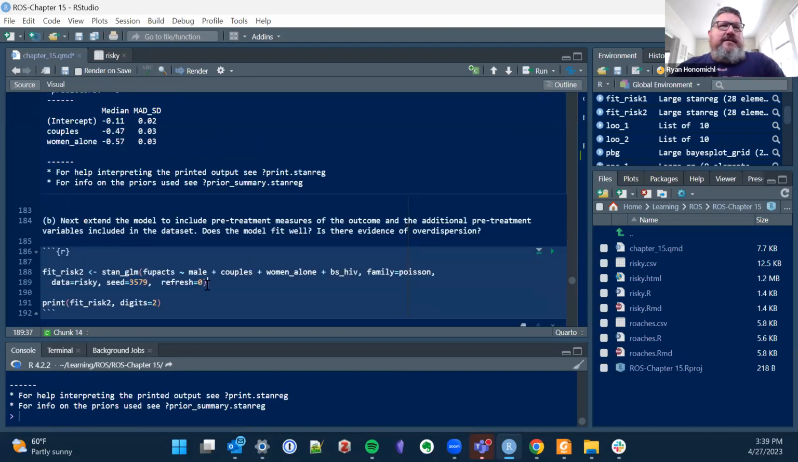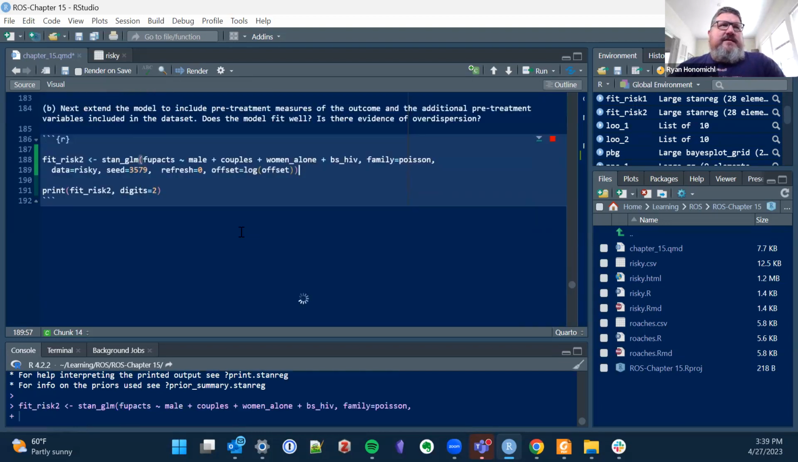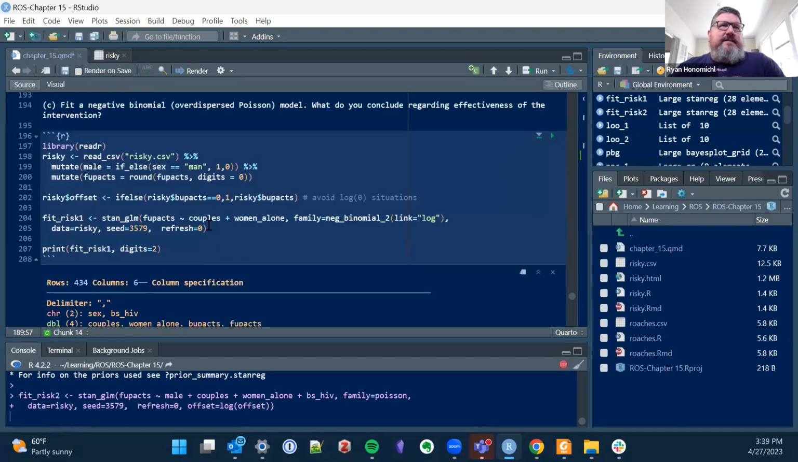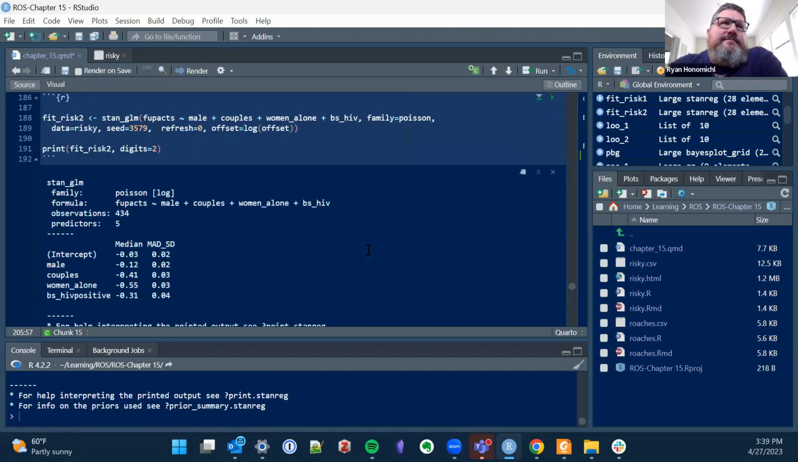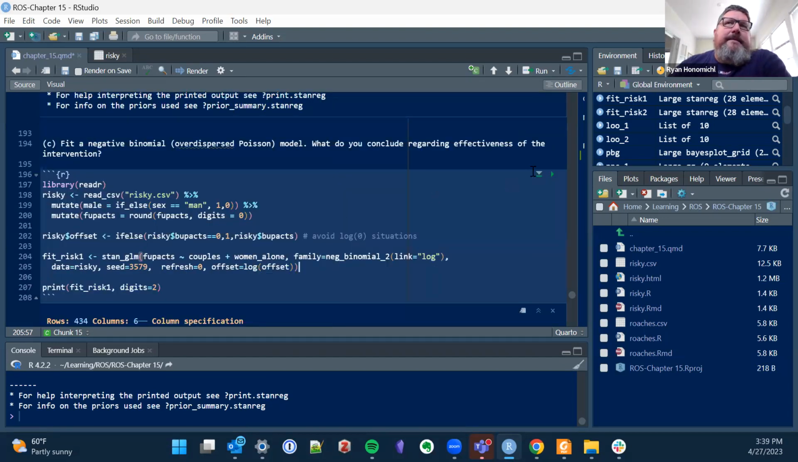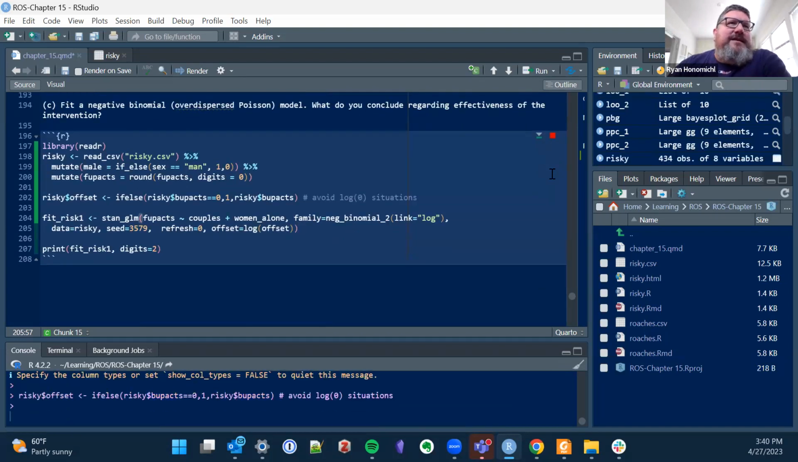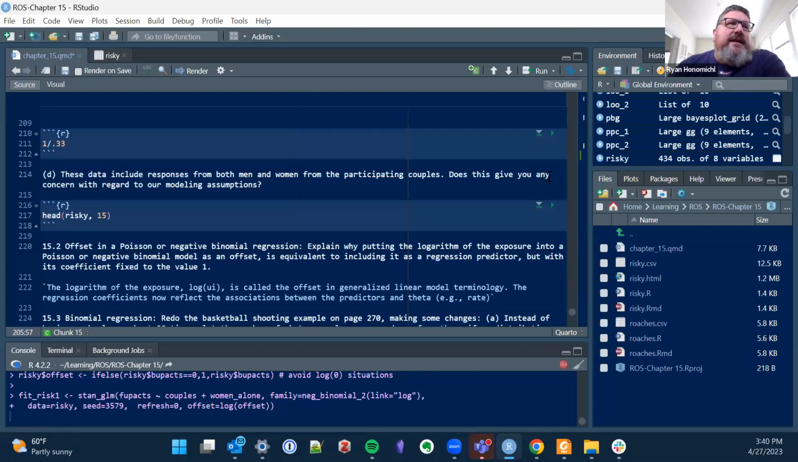Let's see here. Make sure I run this again. Okay. Well, that obviously had an impact, right? The couples thing isn't nearly as impacted. The HIV thing is not nearly as impactful. So I'm glad we added that. Good catch. So this is now us just doing it as a negative binomial. And I don't know.